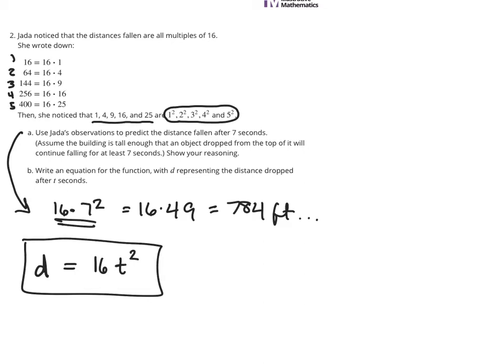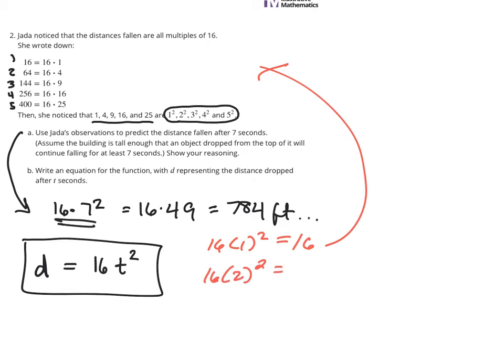And then you know what I do every time I write an equation? I test it. I'm not going to lie. 16 for 1 second would be 1 squared, which is 16, which is what we got. 2 seconds, which is 16 times 4, which is 64, which is what we got, etc. I always test it a few times to make sure it works.